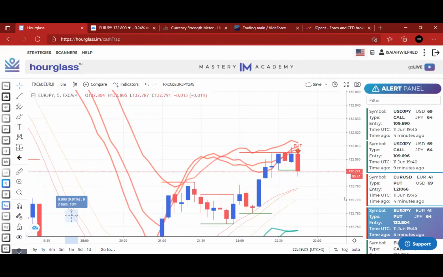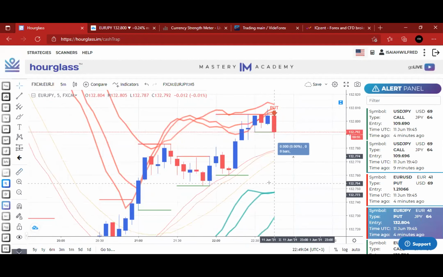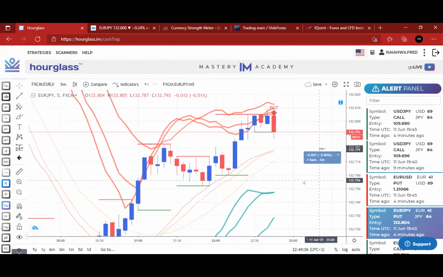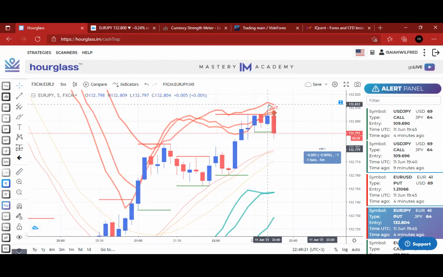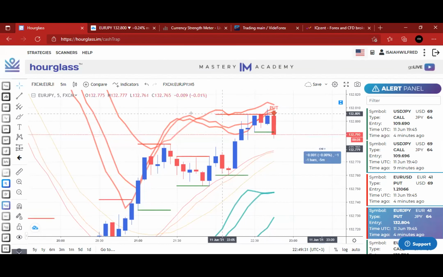Because yes, Cashtrap is not giving you the exact entry, and you want to actually know your exact entry. But normally, you can still trade just from Hourglass without using TradingView. How? You already know that this is a resistance. By the time Cashtrap calls what? A put, you know that you're supposed to sell it at this red line or what? Above the red line. So it's still the same thing. You can actually trade your Cashtrap without going to TradingView.